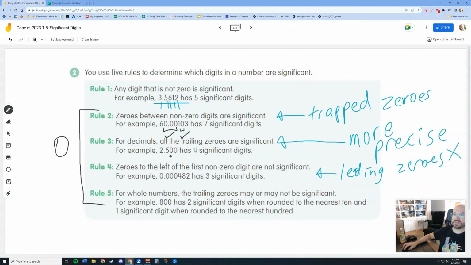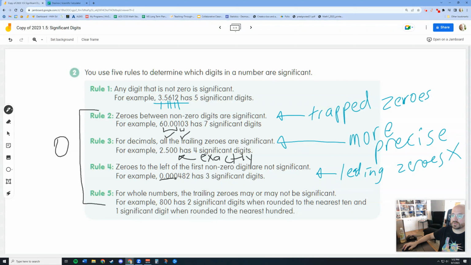If it trails at the end of a decimal, it makes it more precise. So this would be like if we had a scale and we measured something and it was exactly 2.500. So we would count those because it's showing us how precise we are. We use this a lot in science.